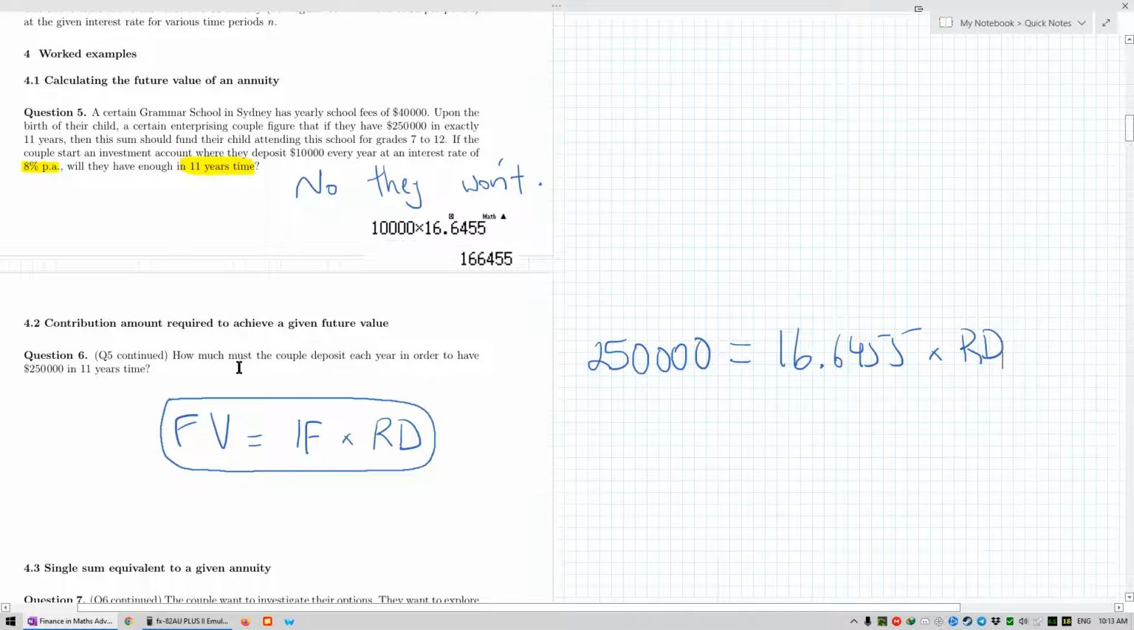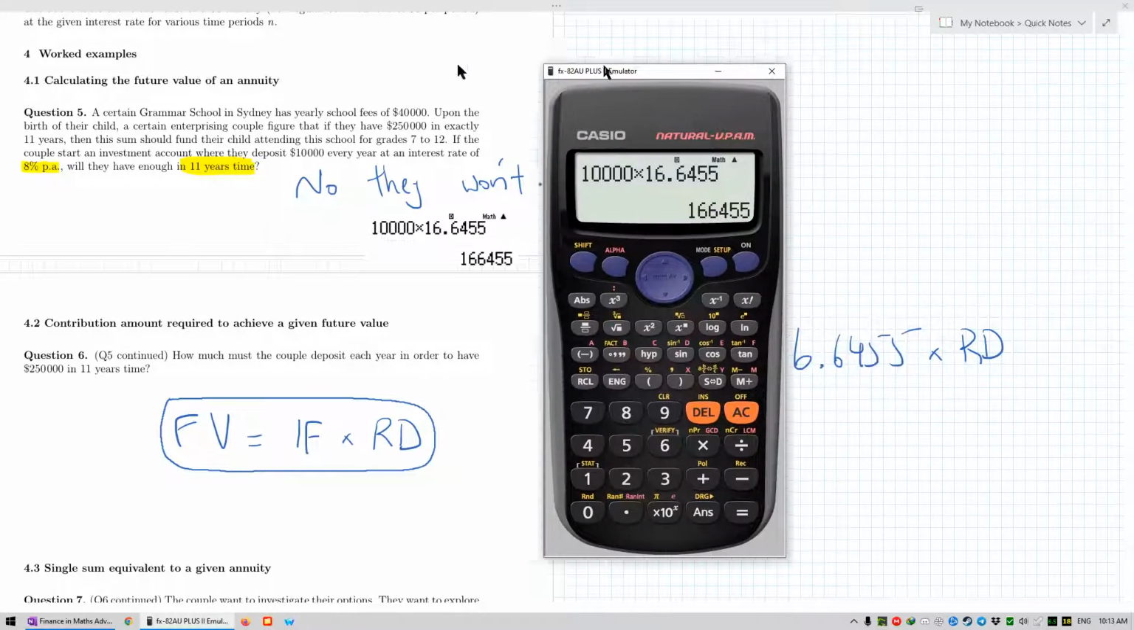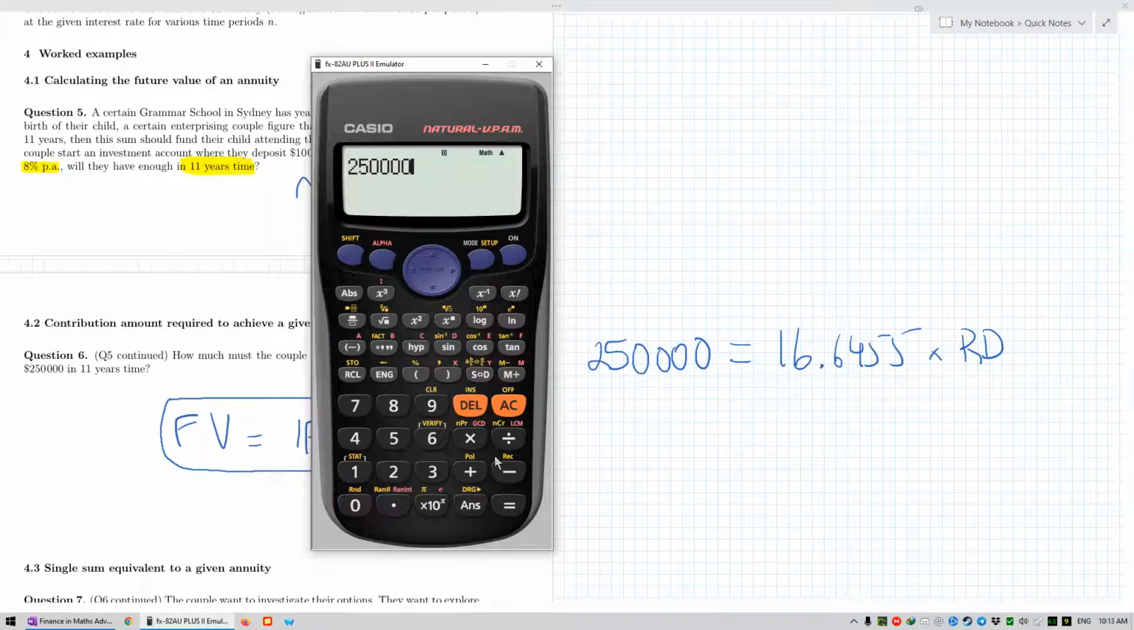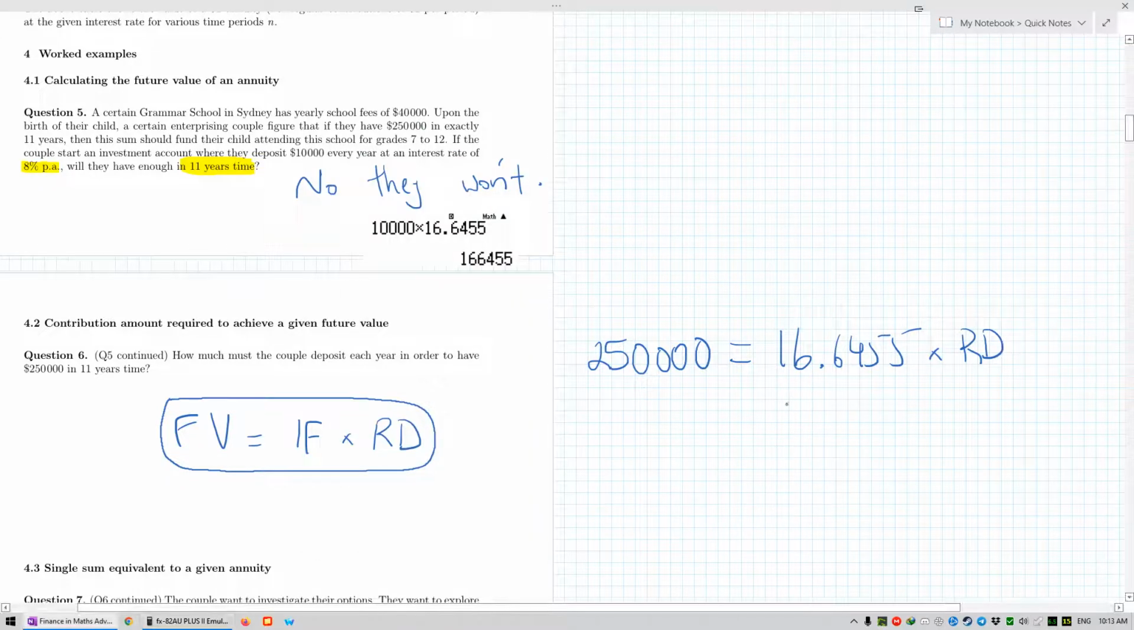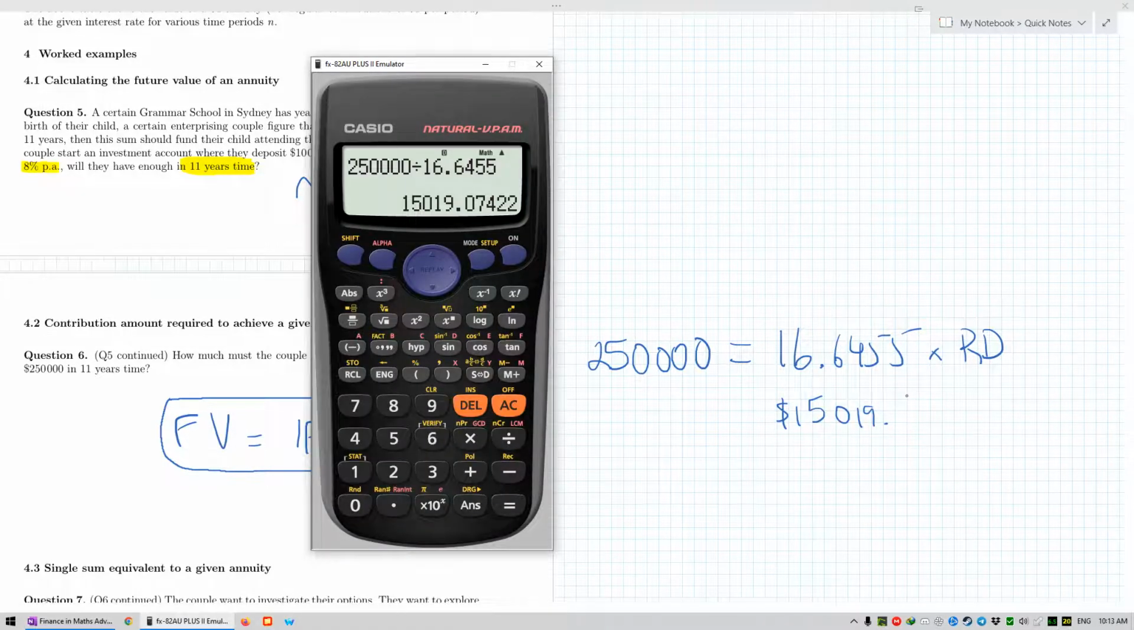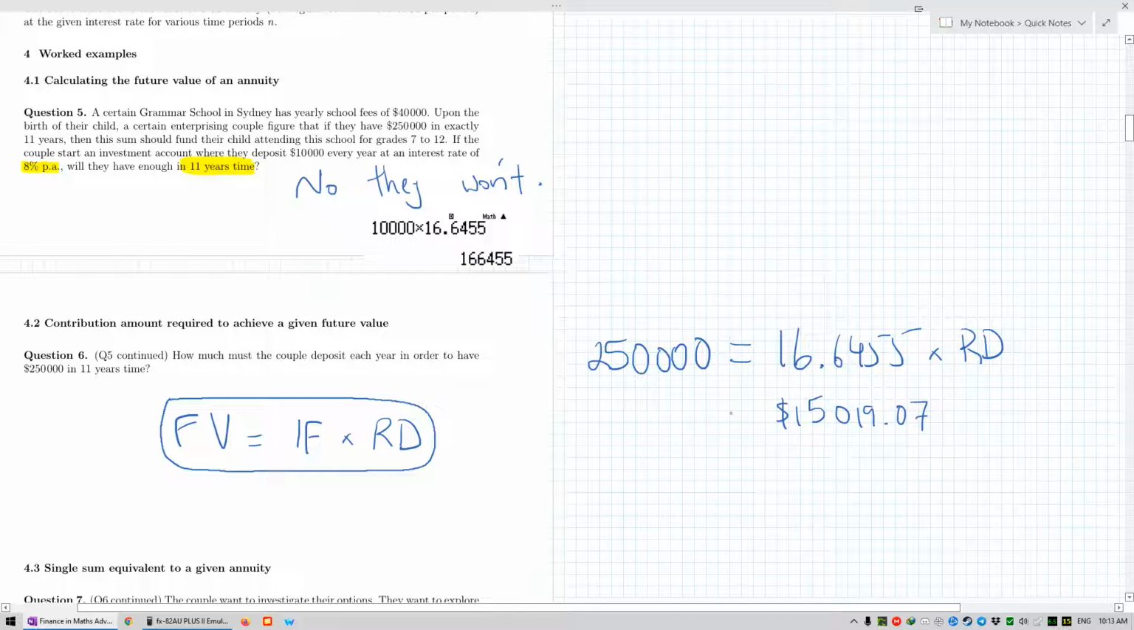Well, that's what they're asking. How much must the couple deposit each year? What is our regular deposit going to equal? Well, we have this equation. It's just straight algebra. Divide both sides by 16.6455, and we should have our answer. Fairly straightforward. Divided by 16.6455, we get roughly $15,019.07, which is equal to the regular deposit that must be made. And so that is how much the couple must deposit each year.